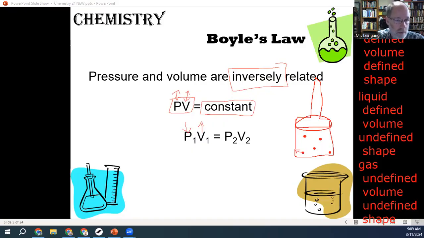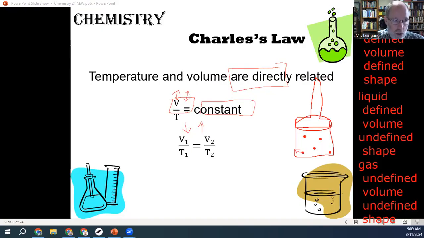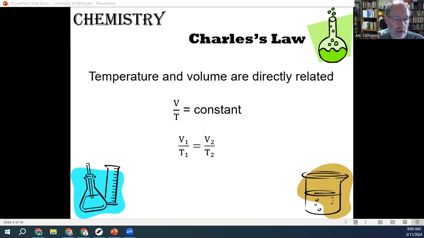Okay, let me move on. That's Boyle's law, pressure and volume. He wasn't the only scientist who was studying gases. Charles is another scientist who was studying gases. Charles was studying the relationship between temperature and volume. So Boyle was studying pressure and volume. Charles was studying temperature and volume.